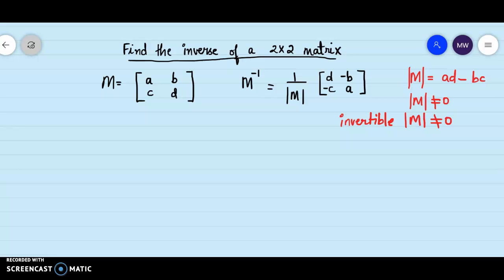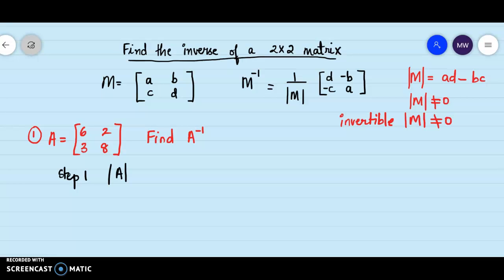So let's do some examples now. Example number 1, I'm going to give a 2 by 2 matrix. Let's call it matrix A, which is 6, 2, 3, 8. And we have to find A inverse. That's the question. The first thing we need to do, step 1, is to find the determinant of A.